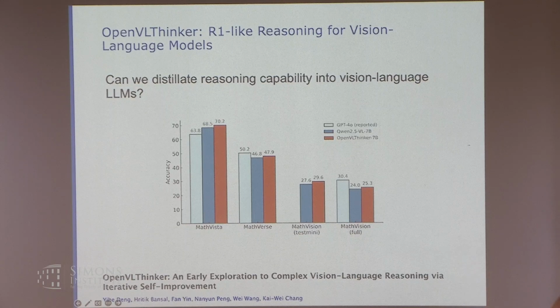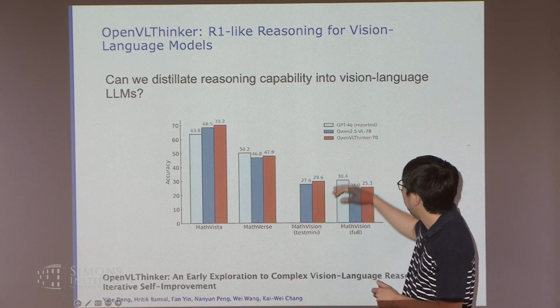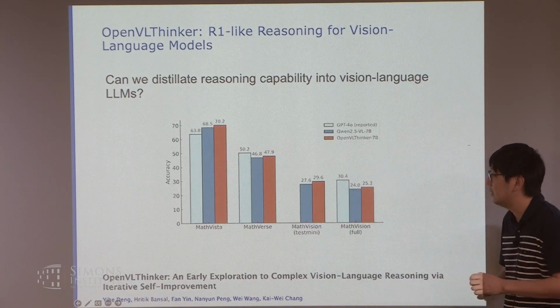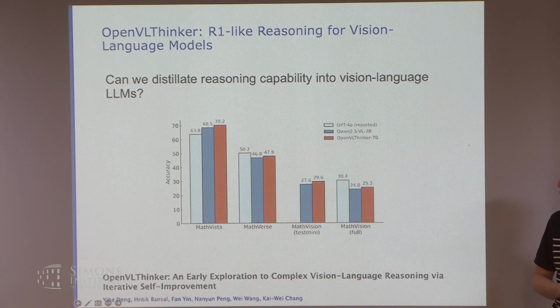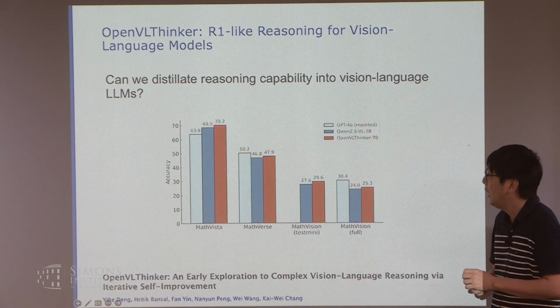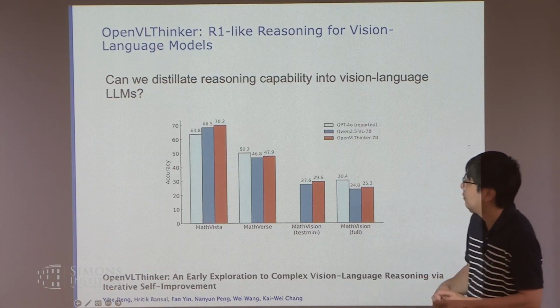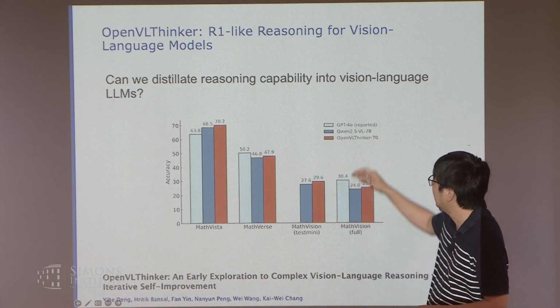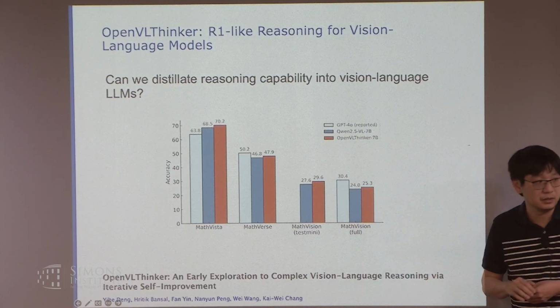So we find that by using some simple tricks I will describe later, we built this model called OpenVLThinker based on the Qwen 2.5 VL model. And we find that by using those tricks, the model can actually outperform GPT-4 in some cases.